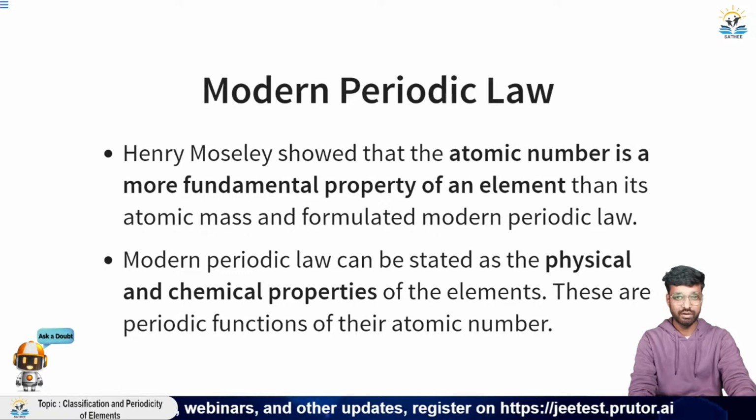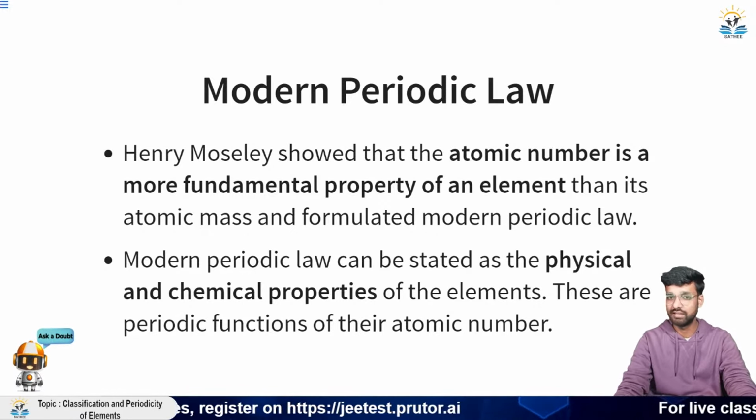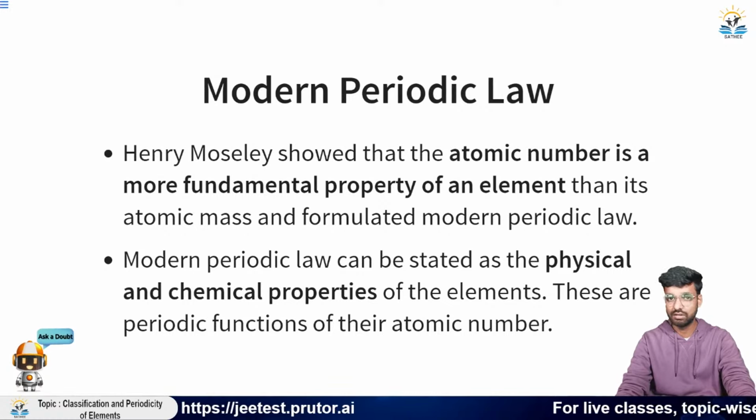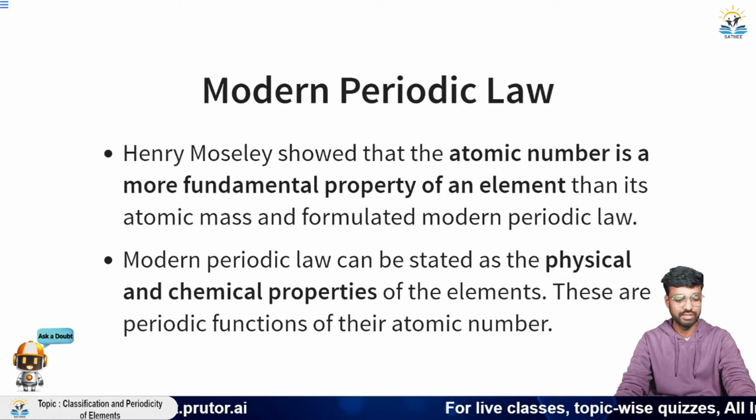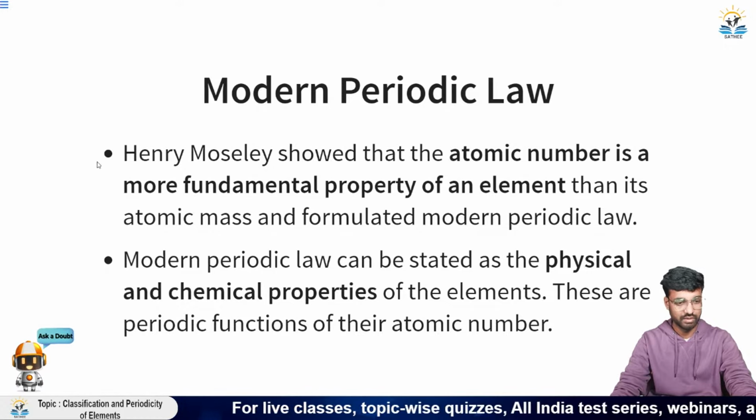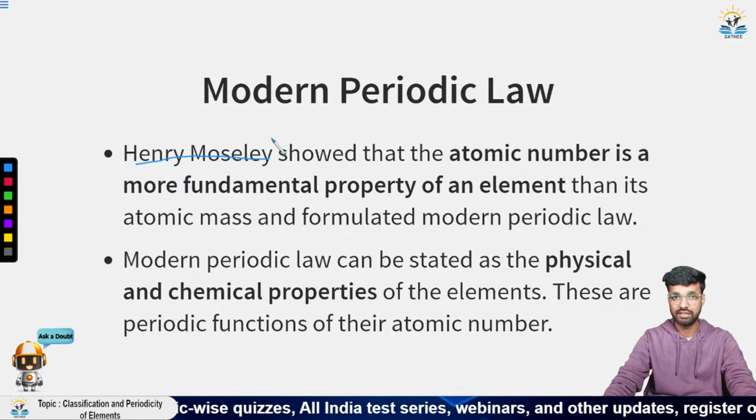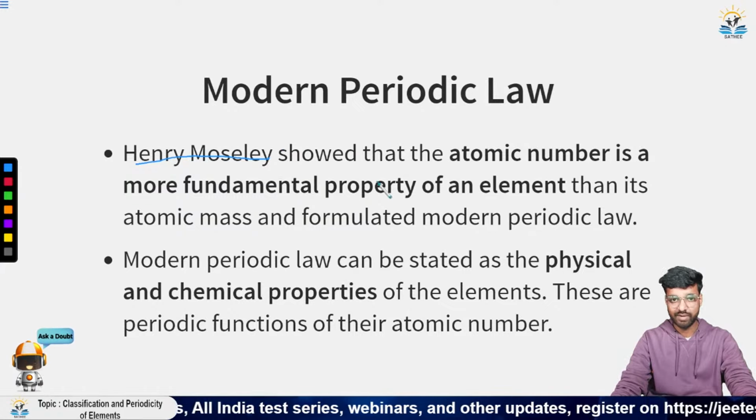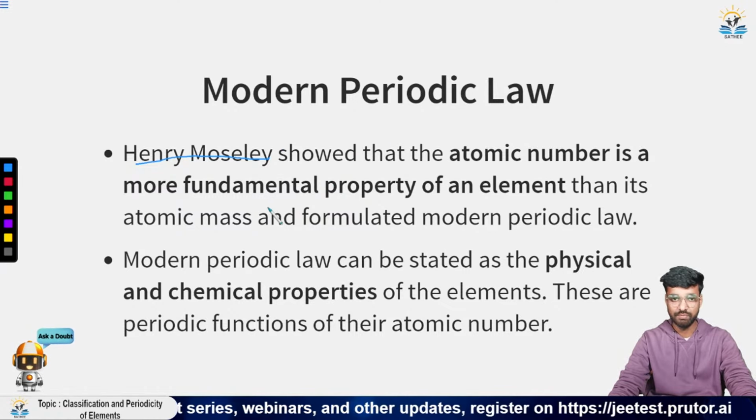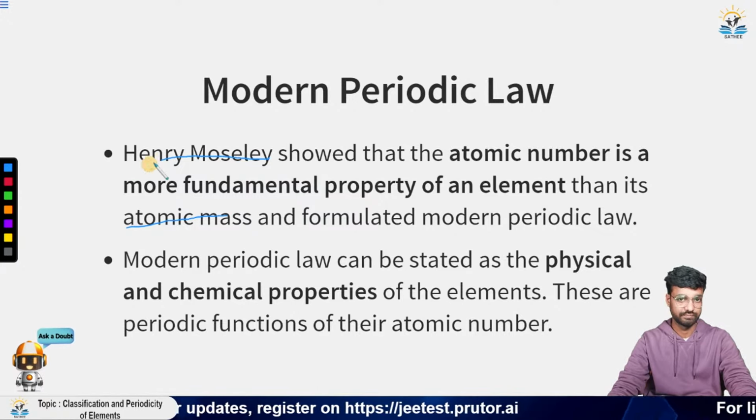Before this, Henry Moseley and many other scientists used different classification methods for classifying the elements, but I think those are not that important according to the JEE syllabus. The latest one was designed by Henry Moseley, which says that all the periodic properties of an element are better described by its atomic number rather than its atomic mass. So this was Henry Moseley's modern law.